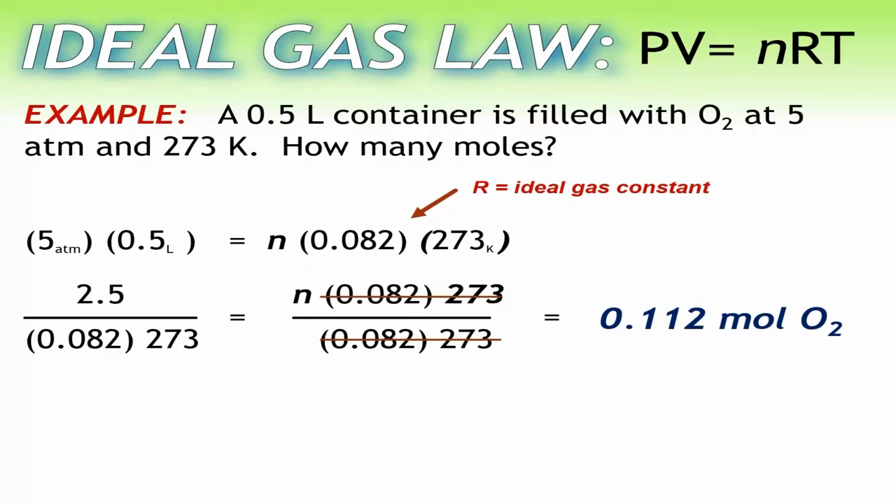Now that may not look like a very large number, but please remember that a mole is actually a stand-in for a very large number, which is Avogadro's number. 6.02 times 10 to the 23rd. A 6, a 0, 2, followed by 21 more zeros. It's actually very large. And so 0.112 moles of that is actually a pretty large number. It's about 6 times 10 to the 22nd power molecules of oxygen gas.